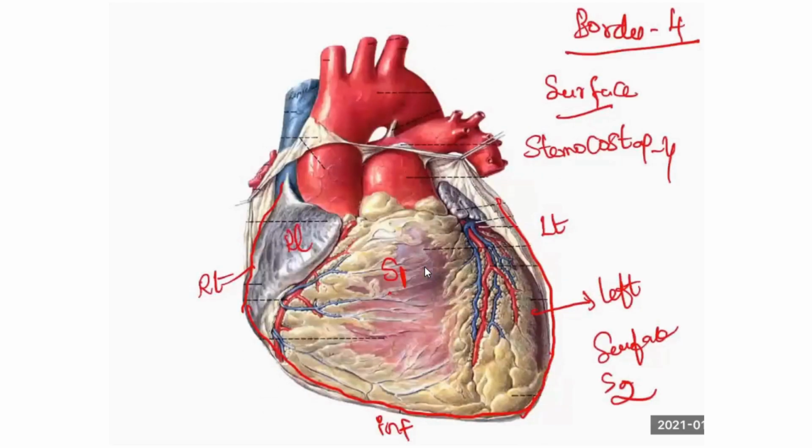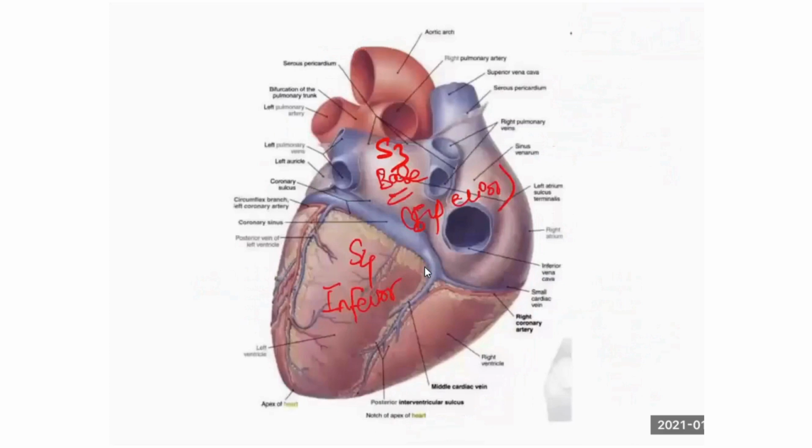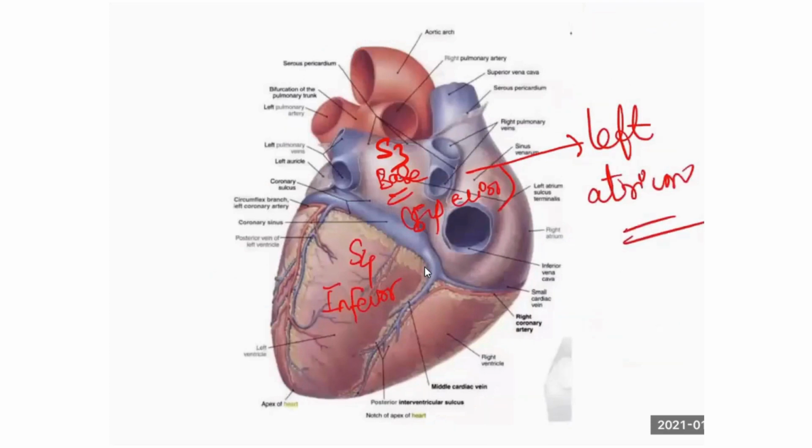This chamber is right atrium. This chamber is right ventricle. This chamber is left ventricle. Which chamber is missing? Left atrium, which can be seen only on the superior surface. This is left atrium. So base is formed by left atrium only.